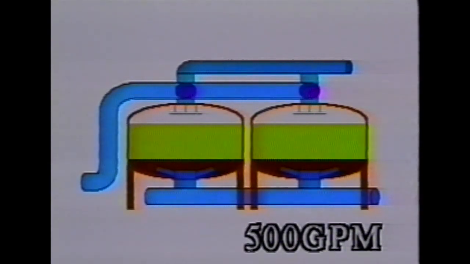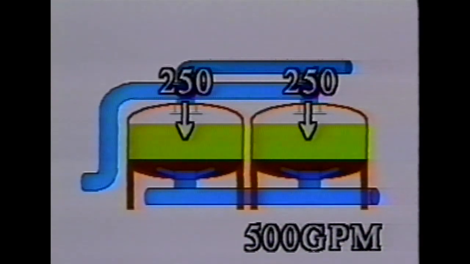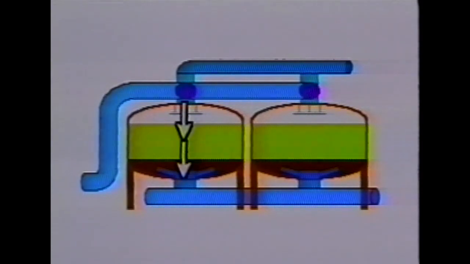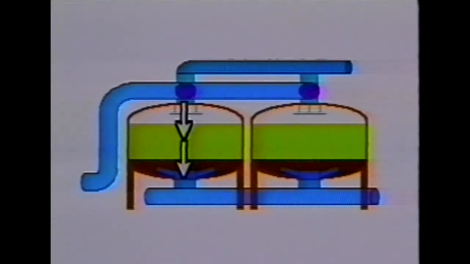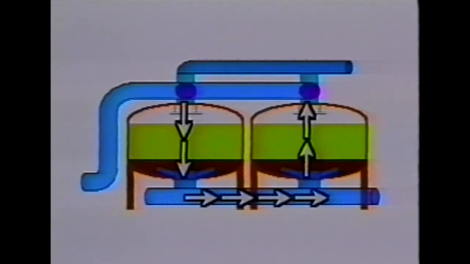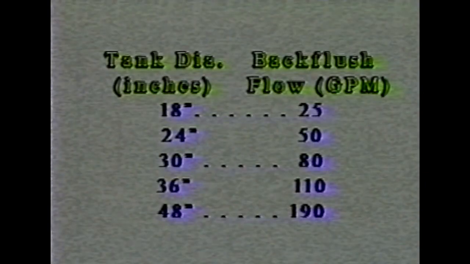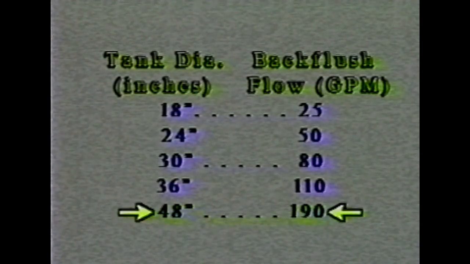normal filtration, the flow rate through each tank would be 250 gallons per minute. When the tanks go into the backflush mode, 1 tank must filter the 500 gallons per minute flow rate of the irrigation system, plus provide the extra flow rate needed for the backflush of the other tank. The backflush flow rates for various tank sizes are shown in this table. A 48-inch tank has a backflush flow rate of 190 gallons per minute.